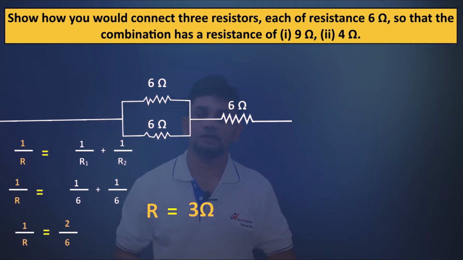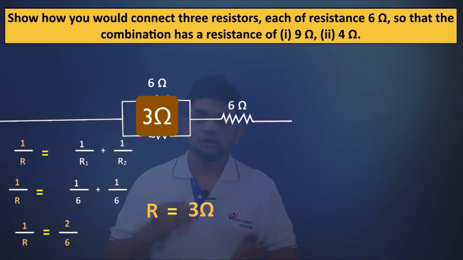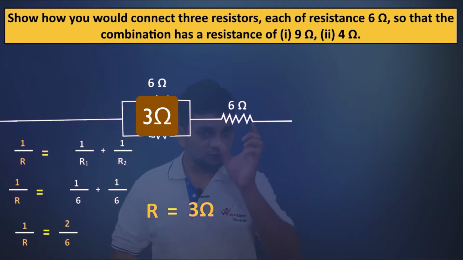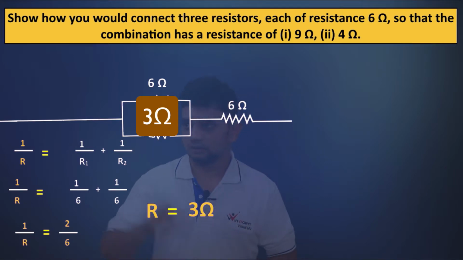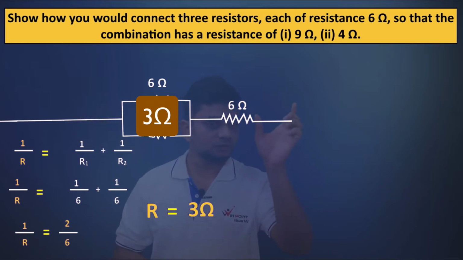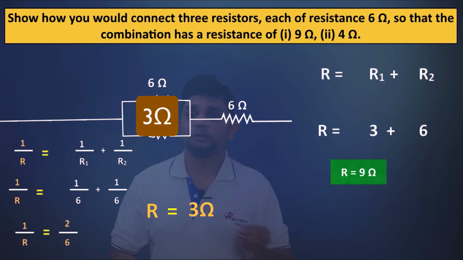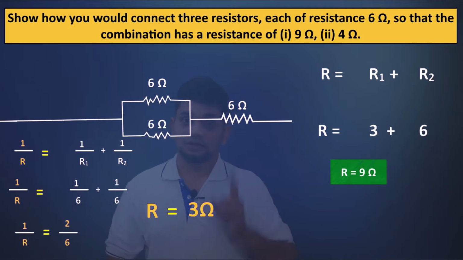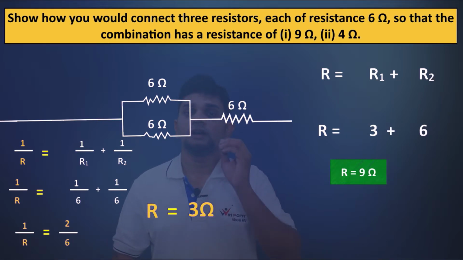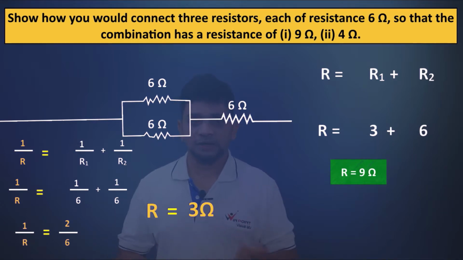Now this parallel connection has a total resistance of 3 ohm. This 3 ohm resistance is in series with the 6 ohm resistance. Then what will be the total resistance? R equal to R1 plus R2, which is equal to 3 plus 6, R equal to 9 ohm. That is the first question. When we connect 2 resistors parallel to each other, and the third resistor in series with this parallel connection, then we will get 9 ohm resistance. Next one, second question, 4 ohm.